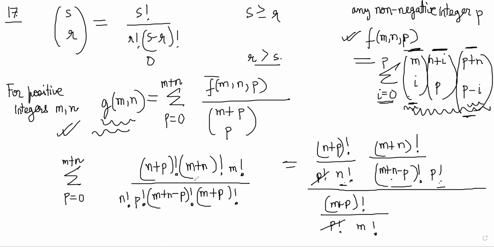n plus n factorial, so this stuff can come out right now, right? Those don't have P at all. n plus n factorial and m factorial come out. P factorial can't come out, but these can. So I'm thinking if taking it out will help us or not.